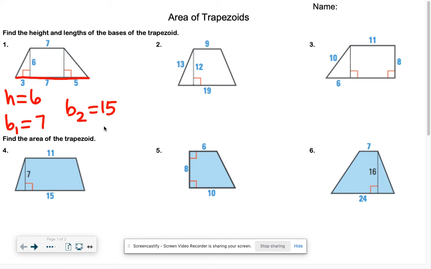Oh, that's easy. Now they're trying to trick you. What's your height on this one? Ooh, you guys are good. It's not 13. It's 12. One of our bases is 9. The other one is 19. Amazing.